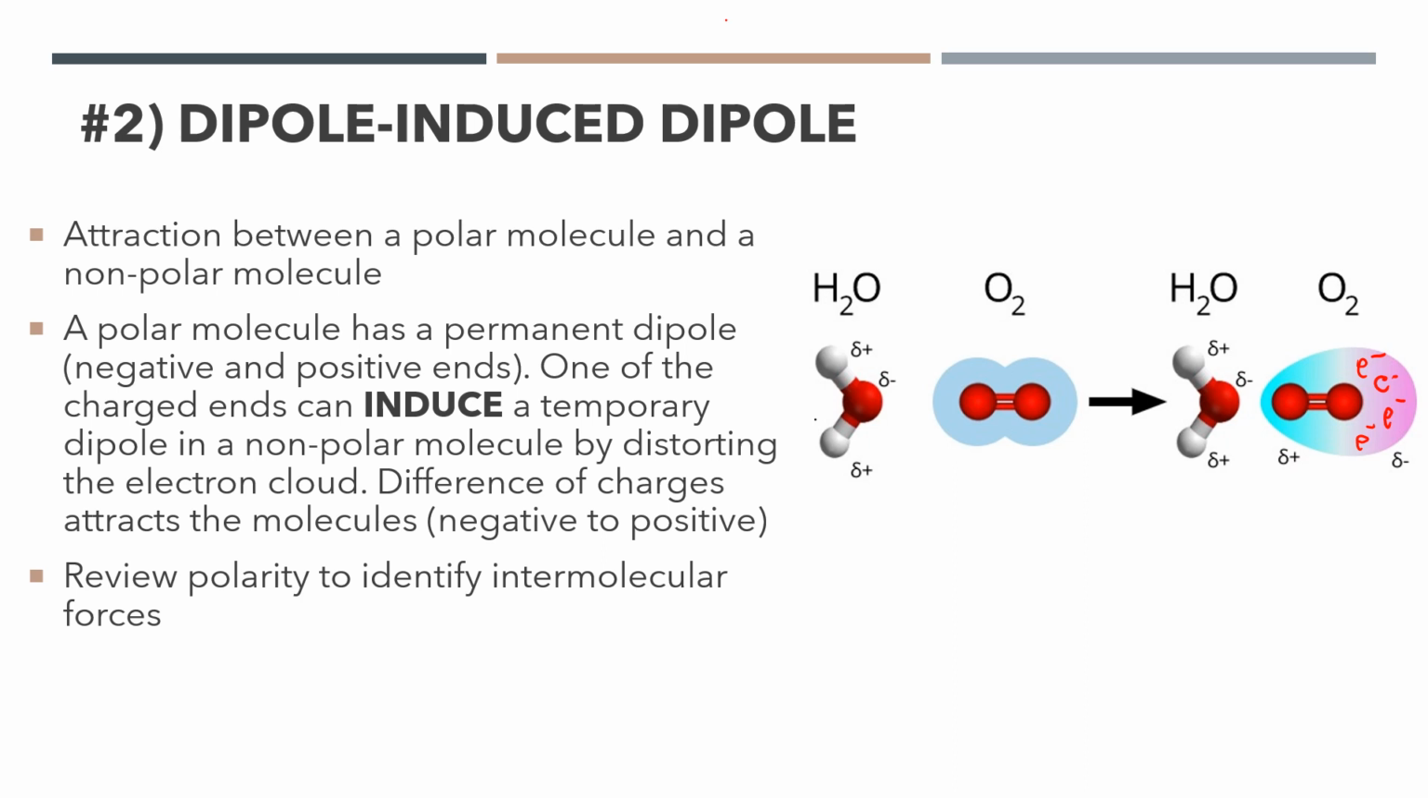And then also, sorry, one more thing before I move on. You're going to have to review your polarity rules from last unit so that you can determine whether something is going to exhibit a dipole-induced dipole, because you need to know if something's polar or not. And just remember, look at electronegativity difference and also look at the shape. If something has lone pairs and it's not symmetrical, like water, for example, water has two lone pairs and it's not symmetrical, so that's going to be polar.